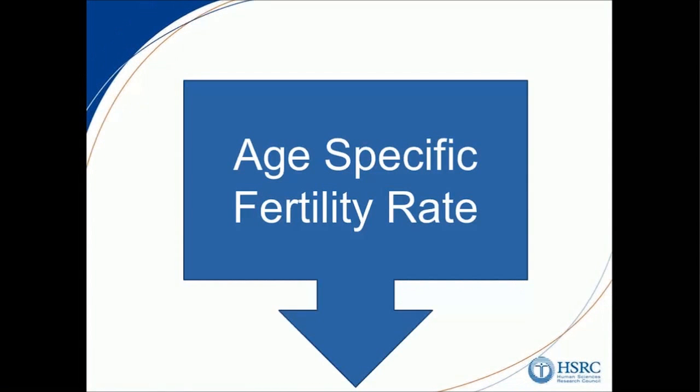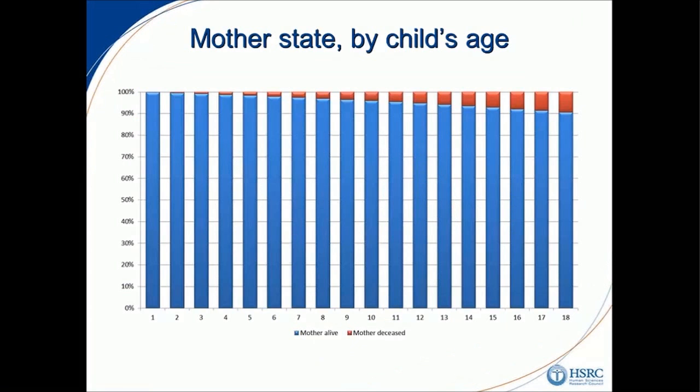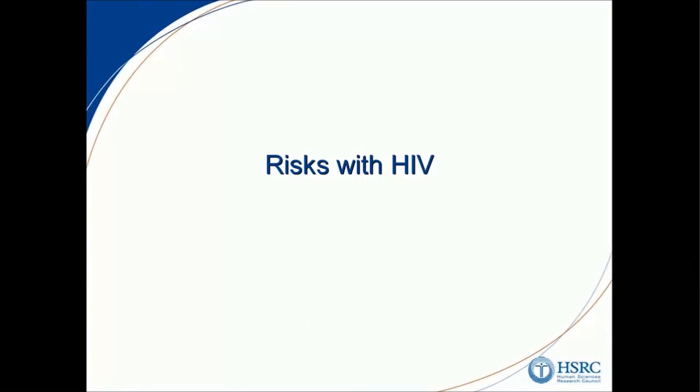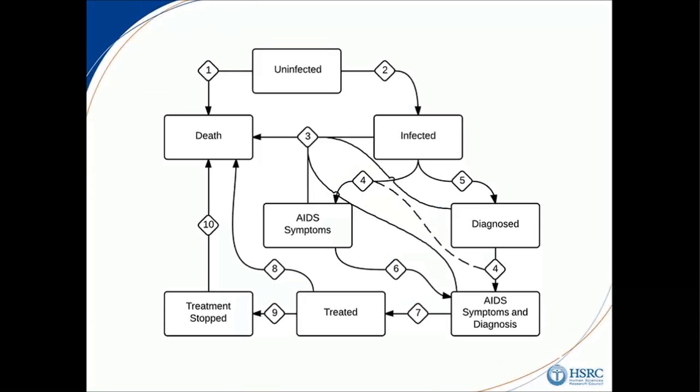Now, if we use our age-specific fertility rates, we can start to look at what that means for children. At 1 year old, almost all children have their mother alive. There's a few deaths there, as you would expect, but not a high percentage. By 18 years old, the vast majority of children in the South African context would have their mother alive, but just under 10% would have lost their mother for causes not associated with HIV. There's no HIV in this model. Now we can compare that to what the risks would look like if HIV were included. And that's where things start to get a little bit more complicated.